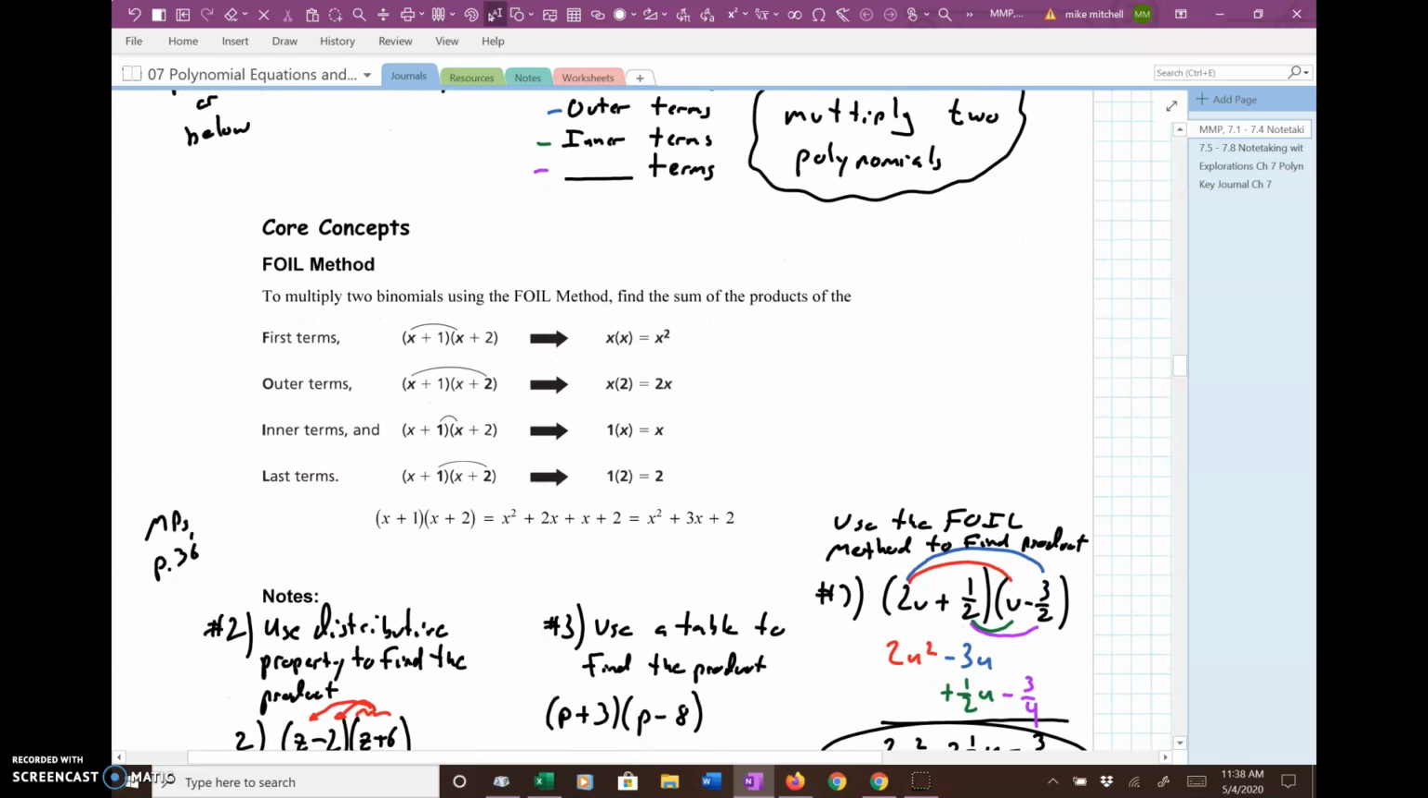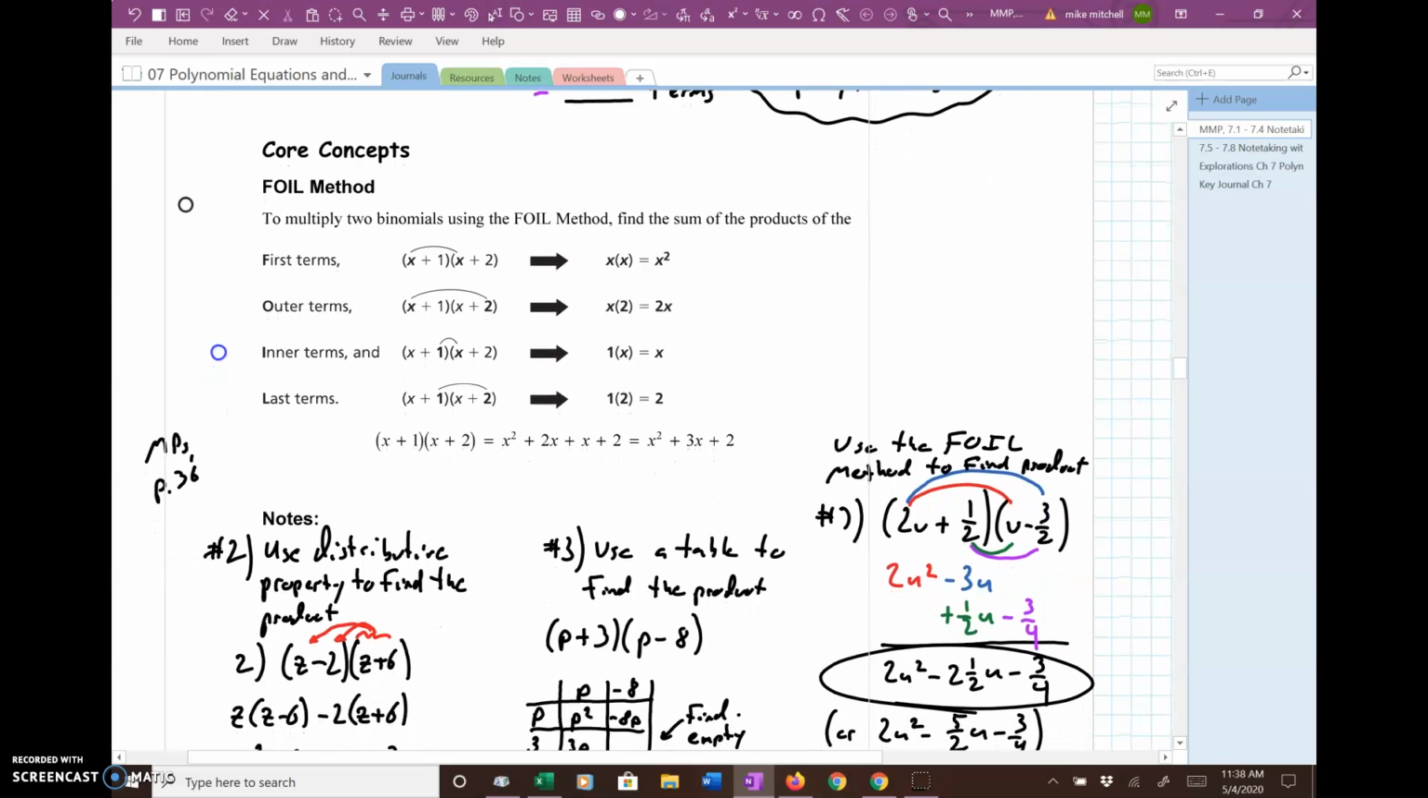Pay attention to what happens here. They're going to show you this method. I'm going to show you two other methods in the problems later that also work really well. Most people end up using this one, but some of the other ones people like, especially the box method. But this FOIL method works pretty good.